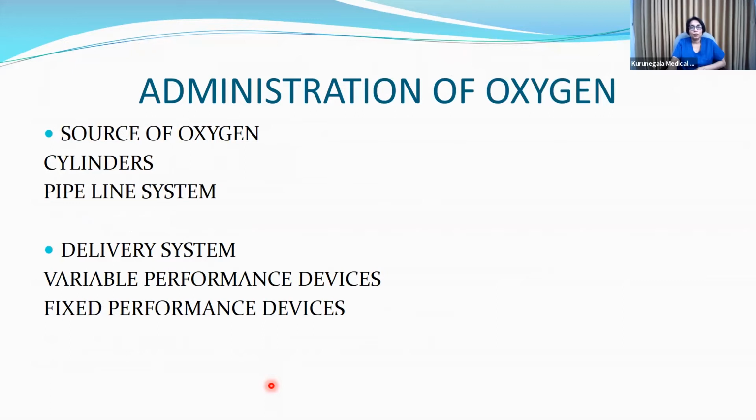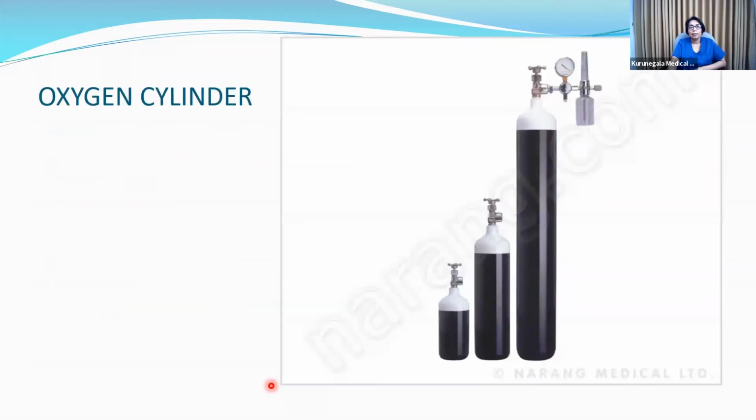How do we administer oxygen in COVID patients? There has to be a source of oxygen. Then there has to be a delivery system. So your source of oxygen can be cylinders or pipeline system. The luxury of getting oxygen from pipeline systems is there only in HDU and ICU setup. These pipelines may be supported with an oxygen manifold or by liquid oxygen. But in ward setup, most of the time what we use is cylinder.